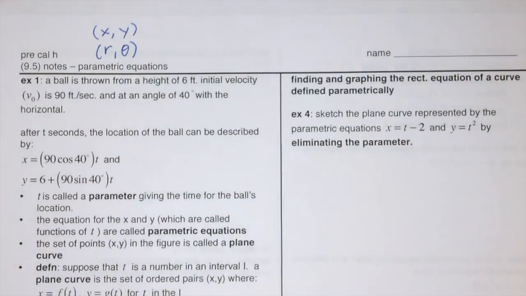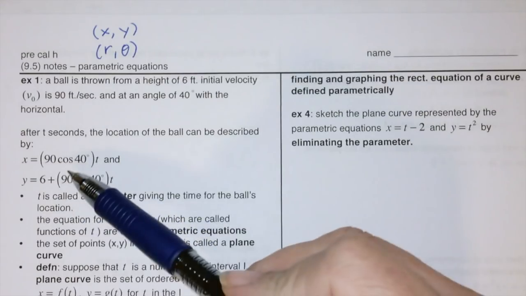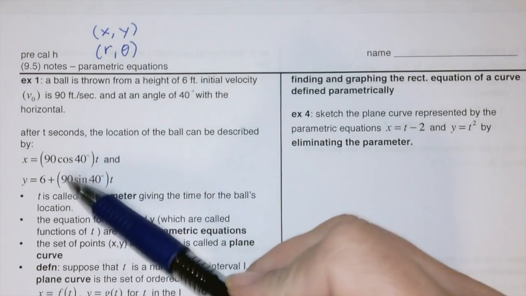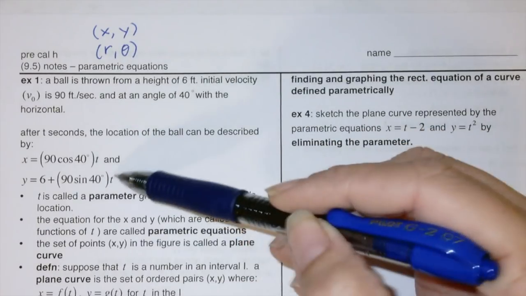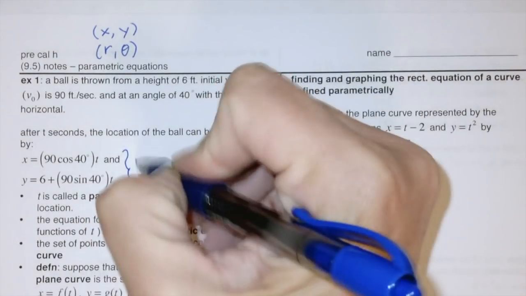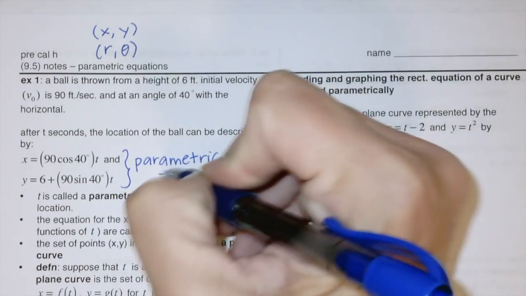It says example 1, a ball is thrown from a height of 6 feet, and the initial velocity is 90 feet per second at an angle of 40 degrees with the horizontal. After t seconds, the location of the ball can be described by these two equations right here. And what you're noticing is that x and y are not in the same equation like they would be in rectangular. We have two separate equations, one for x, one for y, and we have a third variable now, which is t. So these are called parametric equations right here. And t is called the parameter.